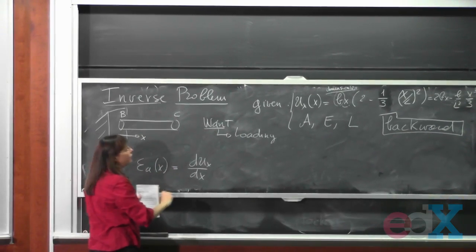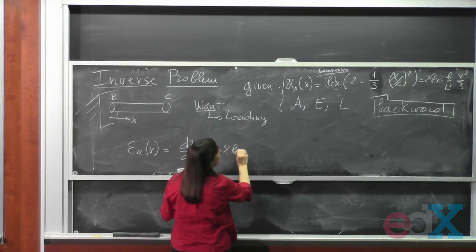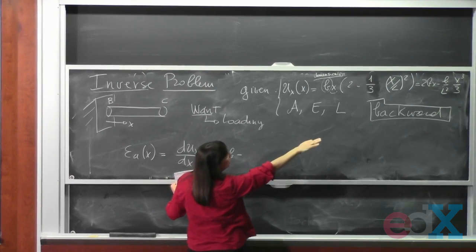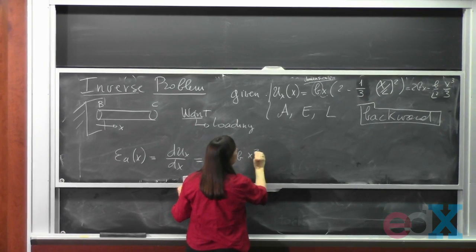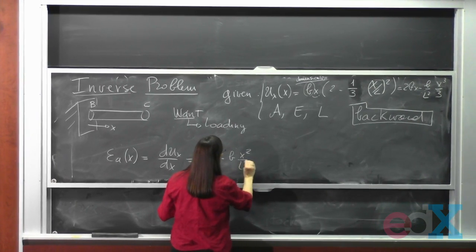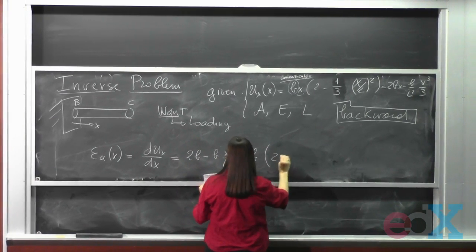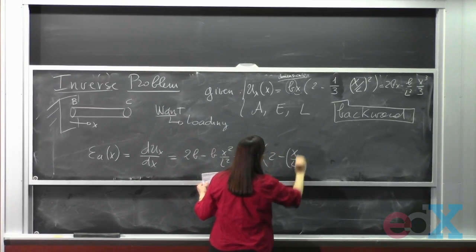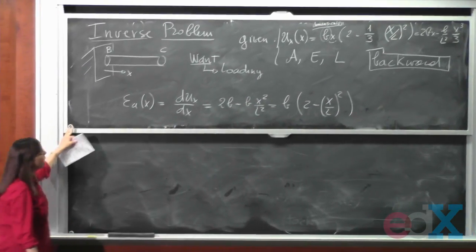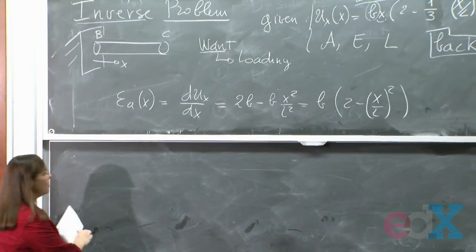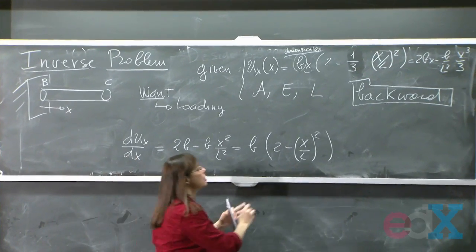All right, so I can differentiate that. That gives me 2b minus 3 and 3 cancels out, minus b x squared over L squared. I like to group it, so that's going to be equal to b that multiplies 2 minus x over L squared. That's nice. So epsilon A of x is that. And let me write it that way so that I can do a plot of it. Epsilon A of x.